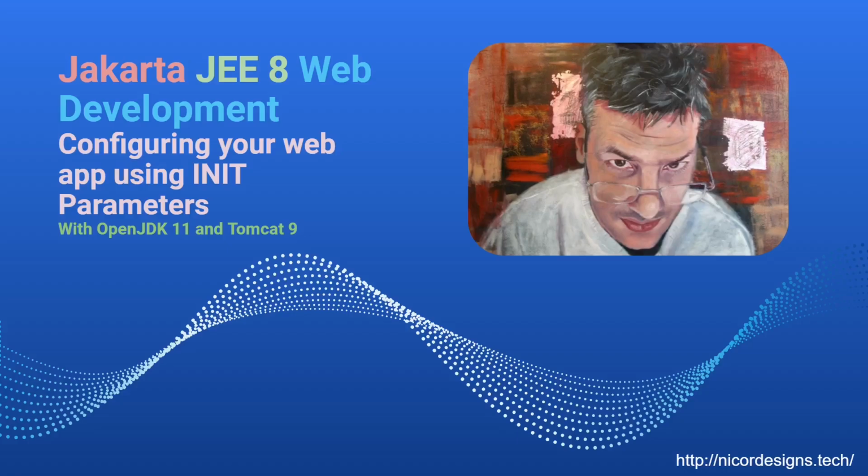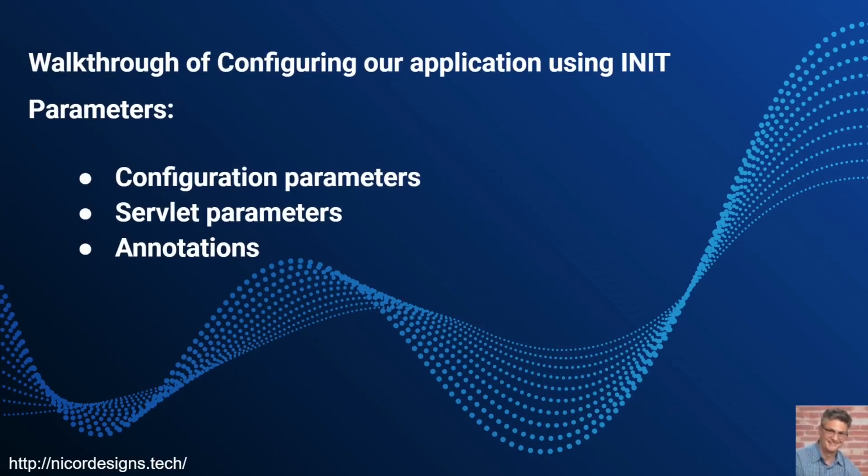In this tutorial, we will look at using context and servlet initialization parameters in our Jakarta Java Enterprise Edition 8 web application. First, we will look at context parameters using web.xml, which we need for global configuration elements of our web app, such as database connections, key value security authorizations required to connect to cloud-based services.